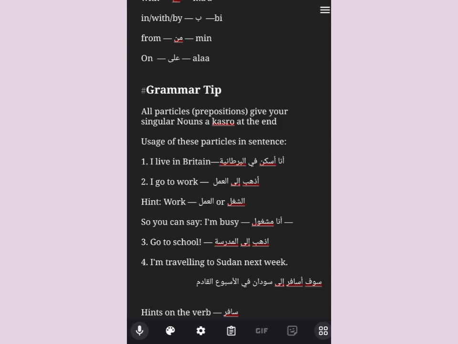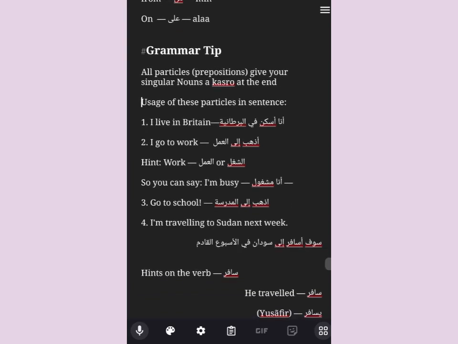Let's look at the third example on the al-harf. So we have اذهب إلى المدرسة. There's a command verb اذهب. إلى is a harf here, which is to. I'm traveling to Sudan next week. We can say that سوف أسافر إلى السودان في الأسبوع القادم. Next week. I will travel to Sudan next week. We use the word سوف because we're talking about next week.